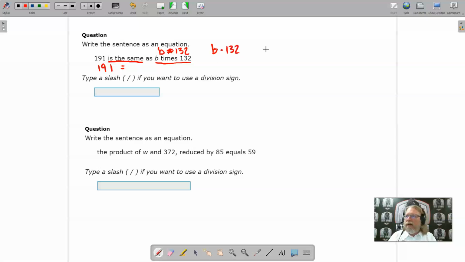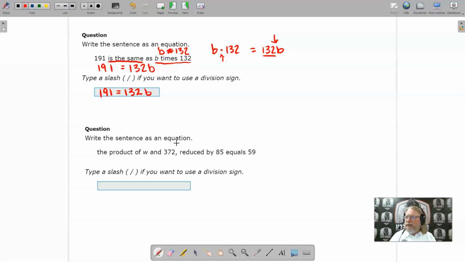But remember that we could also just leave the sign out altogether, put 132B, and we realize that this is multiplication between the value of 132 and whatever the variable B is. So we'll leave that as, and remember, we like our coefficients to come first. That's why we call those leading coefficients. So 132B, and now we have 191 is the same as, equal sign, as B times 132. And 132B is B times 132. So we'll put in 191 equals 132B.